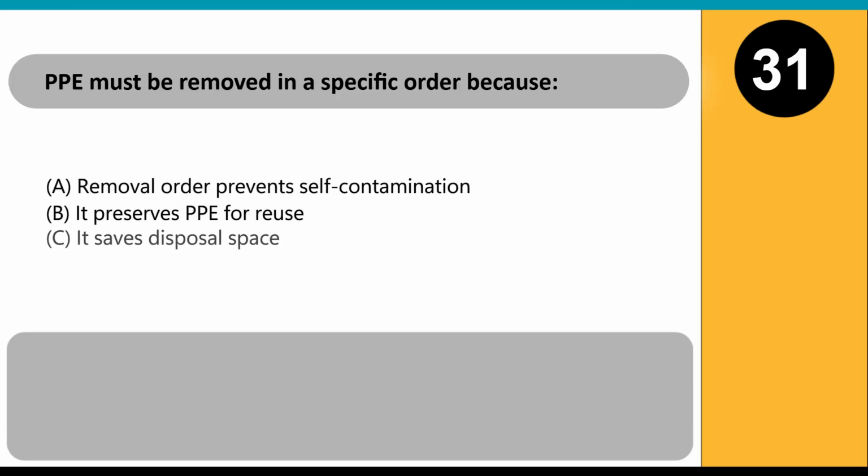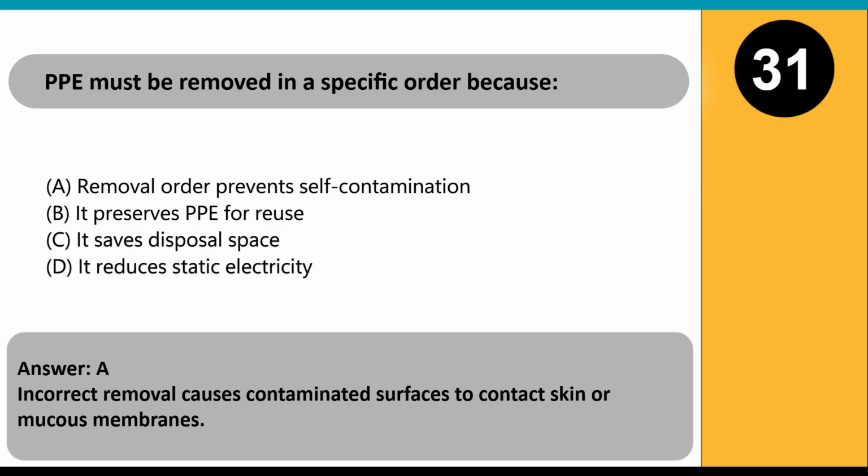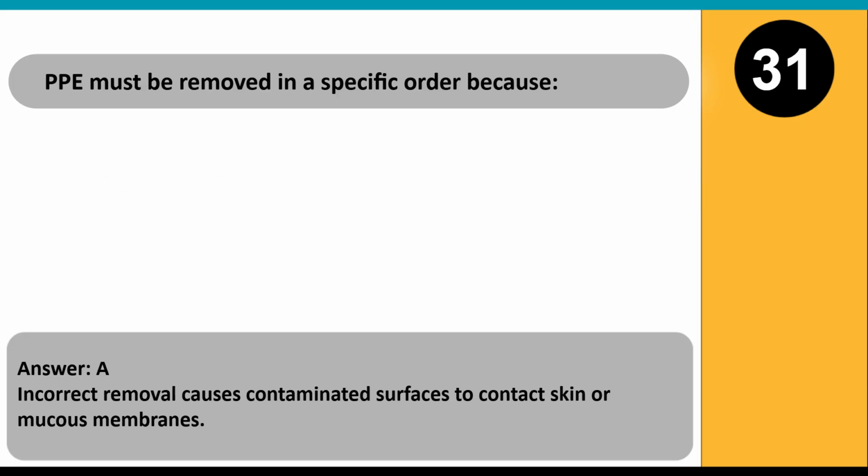PPE must be removed in a specific order because: A. Removal order prevents self-contamination. B. It preserves PPE for reuse. C. It saves disposal space. D. It reduces static electricity. Answer A. Incorrect removal causes contaminated surfaces to contact skin or mucous membranes.